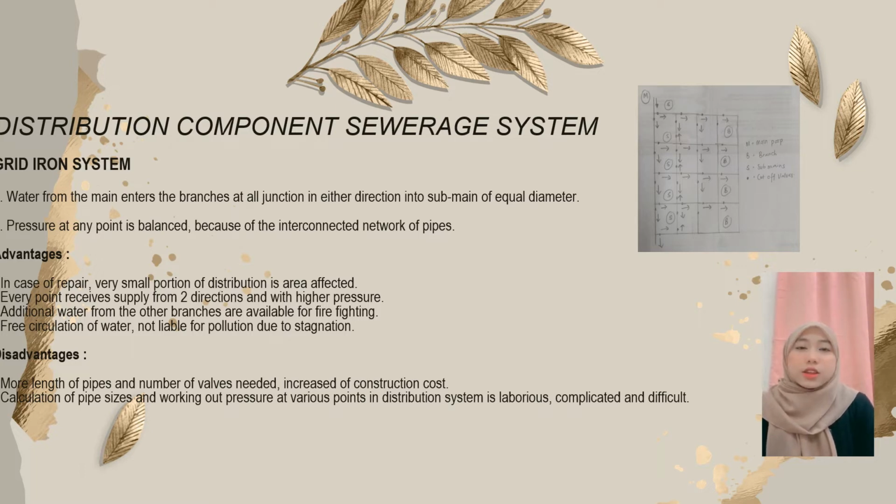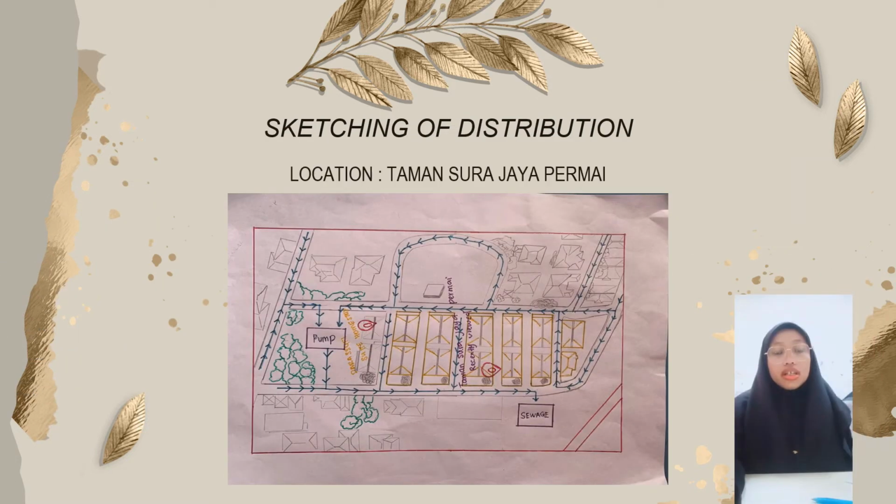Okay, the disadvantages are that more length of pipes and a greater number of valves are needed, which increases construction cost. The second one is that calculation of pipe size and working out pressure at various points in the distribution system is laborious, complicated and difficult. Okay, this is a sketch of the distribution. The location is Taman Surya Jaya Permai. The water pump beside the resident area, which is the sewage tank, is quite far from the water pond there.